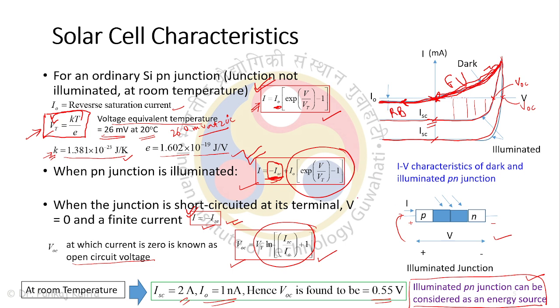Hope you get this V naught and I naught, these simple terms. I hope you all are aware of them. If you have any doubt, you can raise your hand and ask. Okay. Now you will come across these VOC and ISC terms. These are very common terms that you need to understand. ISC is your short circuit current, and VOC is your open circuit voltage. So at ISC your V is equal to 0, and at VOC, the open circuit voltage, your current value will be 0.